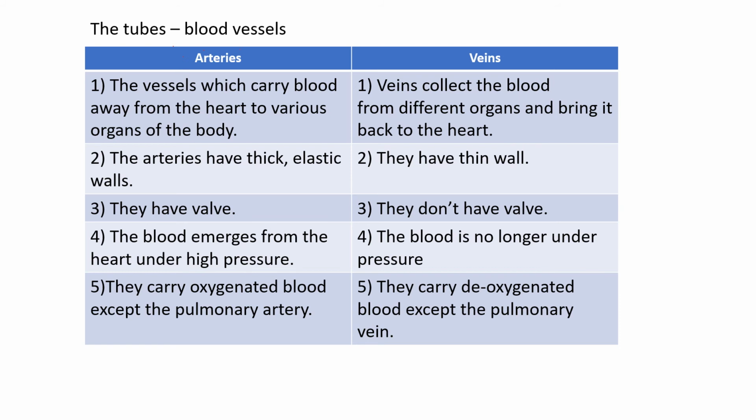Veins. Veins collect the blood from different organs and bring it back to the heart. They have thin walls because the pressure of the blood is less. They don't have valves. They carry deoxygenated blood except the pulmonary vein.